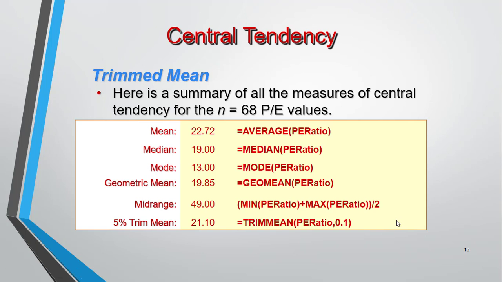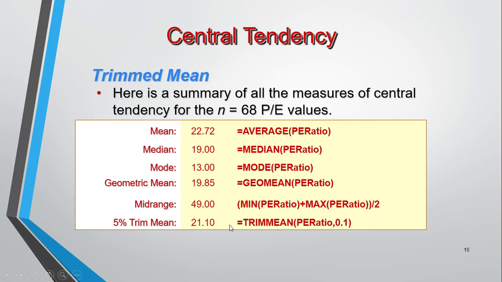Here's a summary of all the measures of central tendency for the P/E ratios. The mean is 22.72. In Excel, you can just use equal average of the P/E ratio, you get it. The median is 19. Remember what median is, right? The mode is 13, right? You can use mode to get that. You can use median to get that. The geometric mean is 19.85. You can use this to get it. The mid-range is 49, right? And the 5% trimmed mean is 21.1.